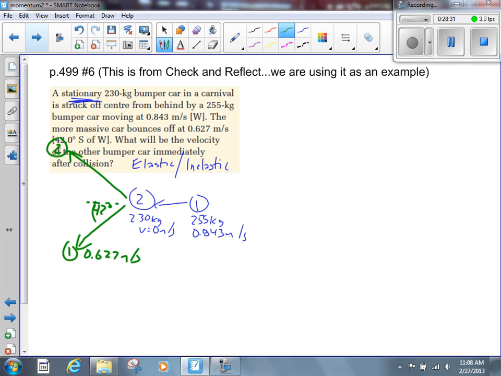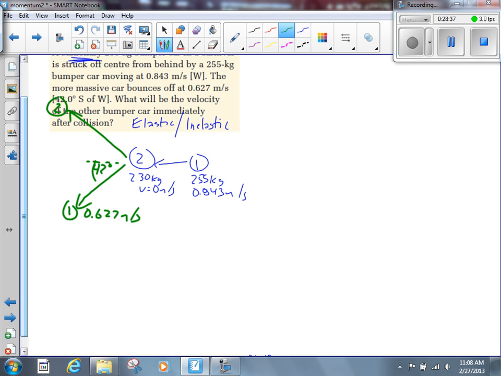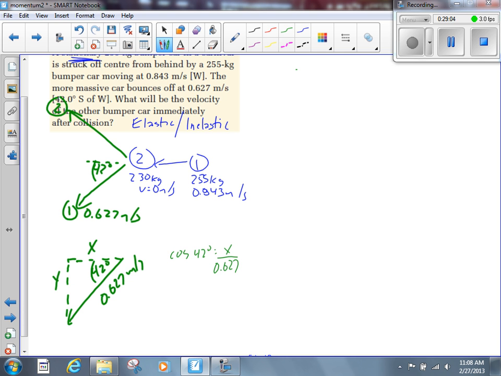To do that, we're going to break it up into our components, but you know what? Let's do our little aside thing first. We don't like that funny angle of 42 degrees. Let's get rid of it. This is the x side, this is the y side, this is 0.627. We're going to say cosine 42 degrees is equal to the adjacent side, x, over the hypotenuse, 0.627. And this is just the same thing we've been doing for the last couple of days, right? So far. What do we end up getting for x there?